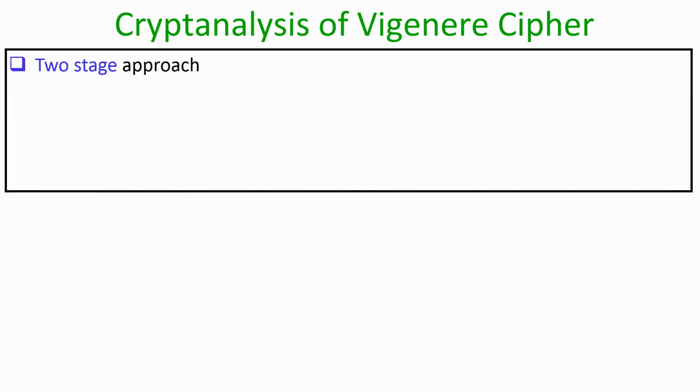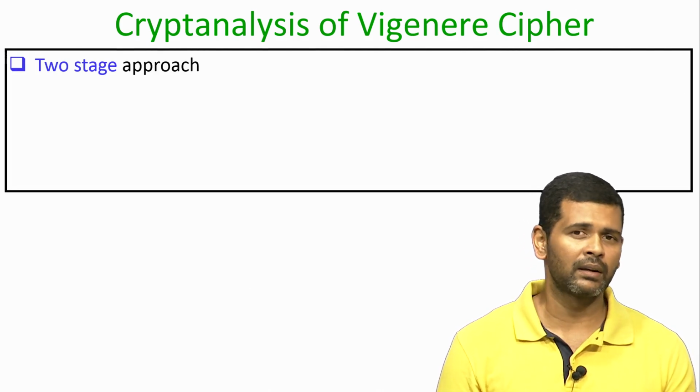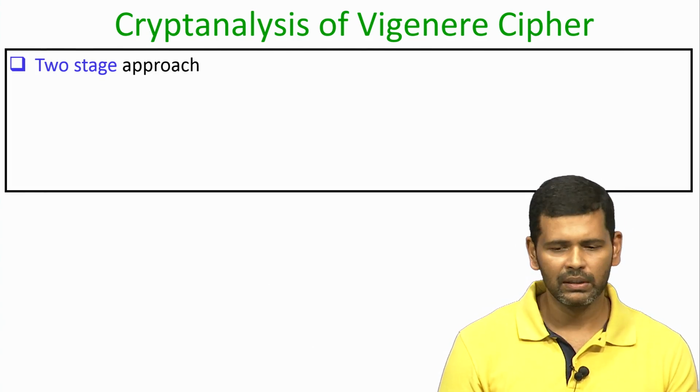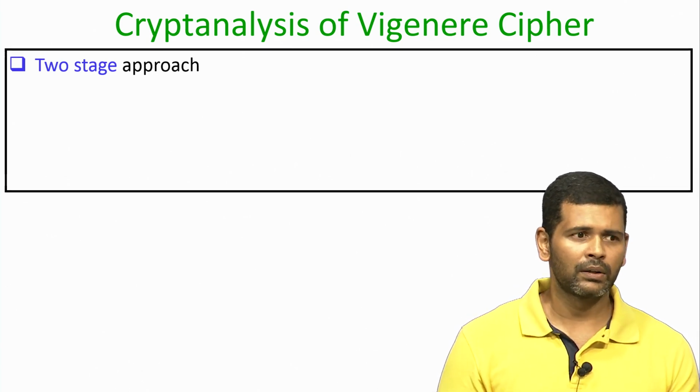So, now one may feel that Vigenere cipher is really difficult to break, but it turns out that we can actually perform the cryptanalysis of Vigenere cipher. That means, we can break the Vigenere cipher in the ciphertext only attack model itself, and the attack happens by performing a two-stage approach.